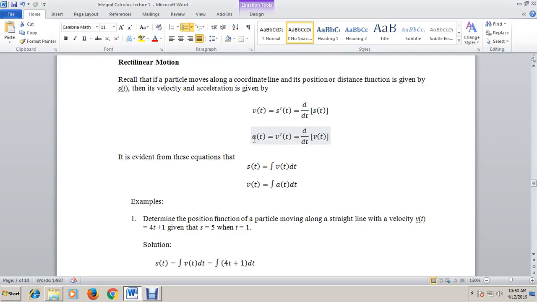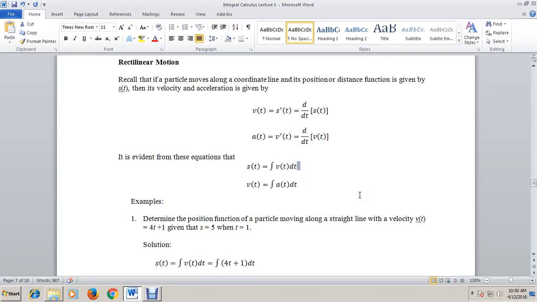So the formula for a of t is v prime of t, which is equal to the derivative of v of t over dt. Now from the two expressions for v of t and a of t, it is evident from this equation that s of t is the integral of v of t dt. And v of t is obviously the integral of a of t dt.